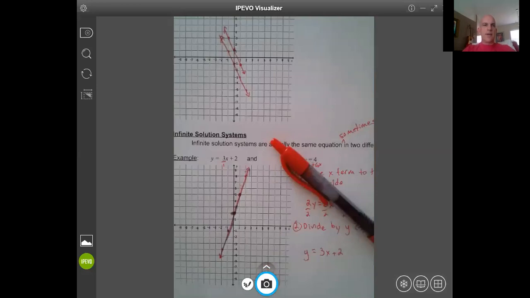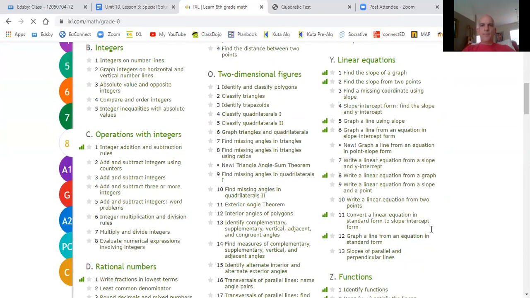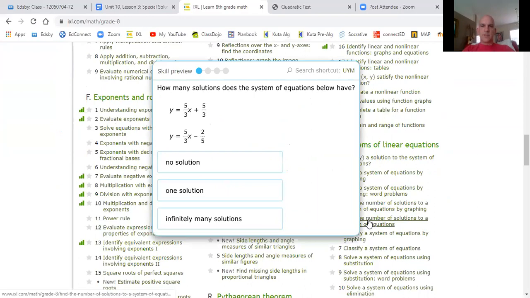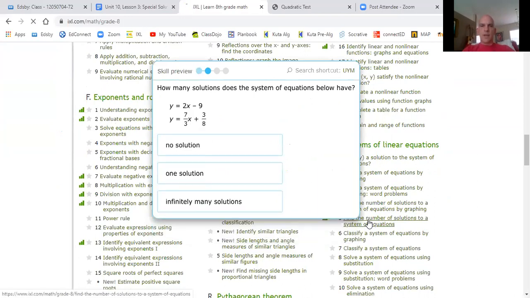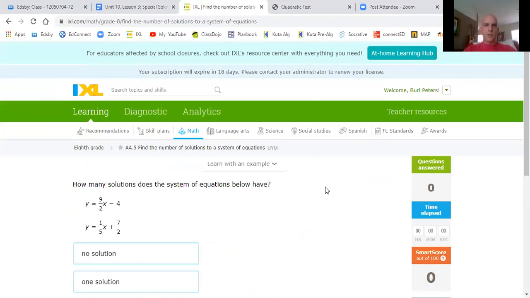So let's go take a look at the IXL section real quick. Let me switch over my screen for you. All right, so what we're working on today is in 8th grade math, and it's down here at AA5. You can also just get to it through the EDSB link if you'd like, and we'll click on that and do just a couple of sample problems from here once it loads.